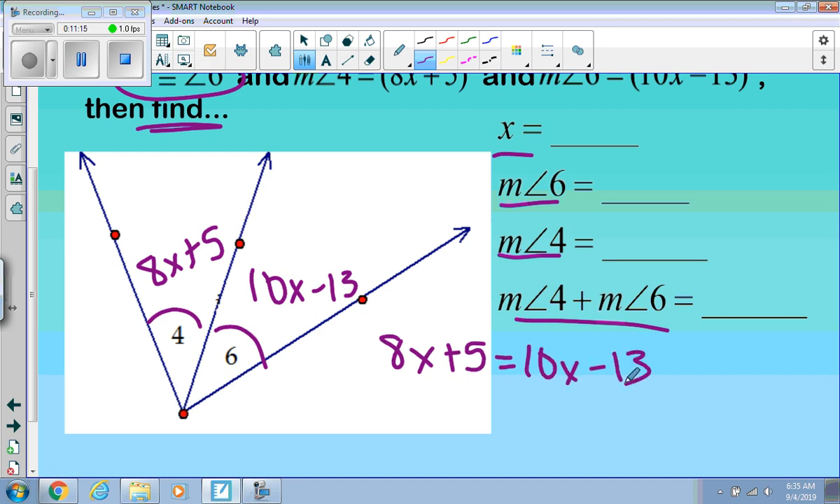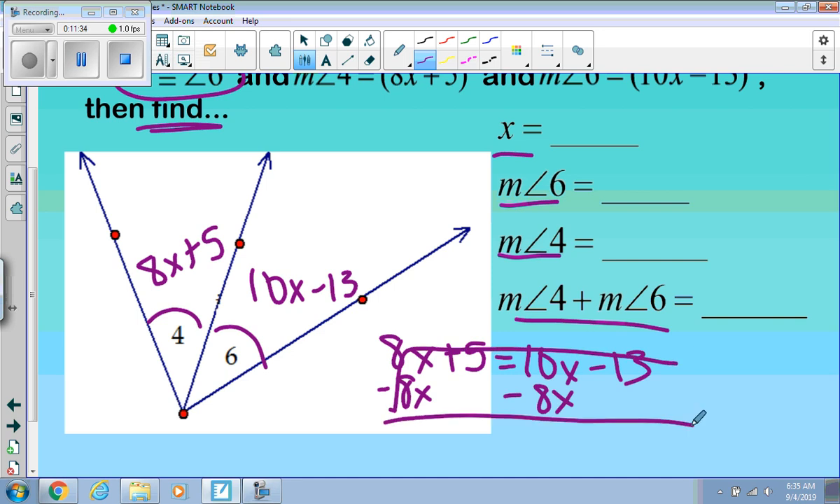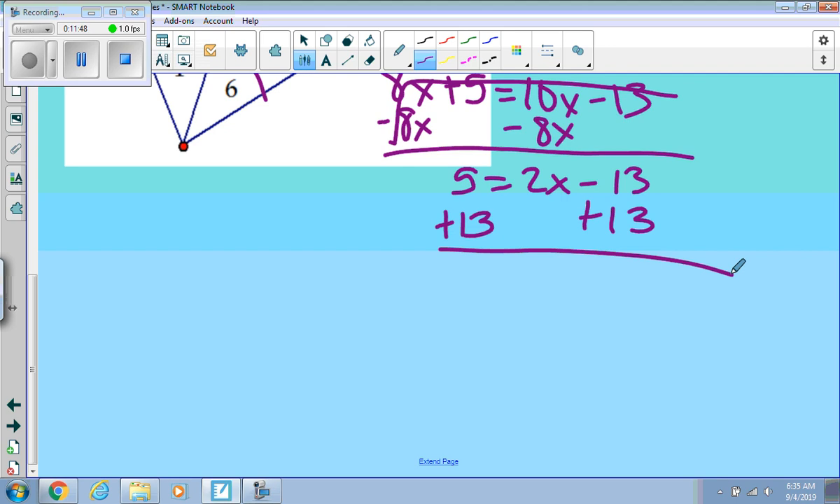Again, if you can get this set up, you've done the geometry piece. Please plug it in to Desmos and make your life a little bit easier so you don't mess up on your algebra. But I will do the algebra up here for us. We're going to subtract 8x from both sides, and we're going to get 5 equals 2x minus 13. We're going to add 13 to both sides. So we get 18 equals 2x, and then divide by 2. So we get x to be 9.